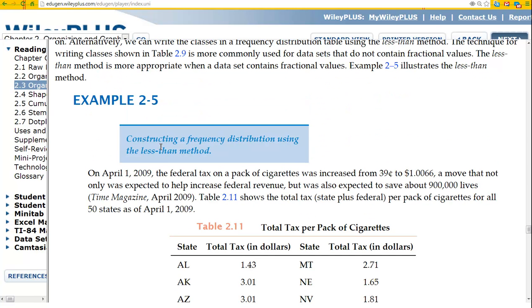Here we have an example of tax on cigarettes. They said the federal tax was increased from here. That means in the United States they have two types of tax: the state taxes and the federal taxes. I guess I have to say the federal government means the national government. So the federal tax was increased from this number to this, a lot.